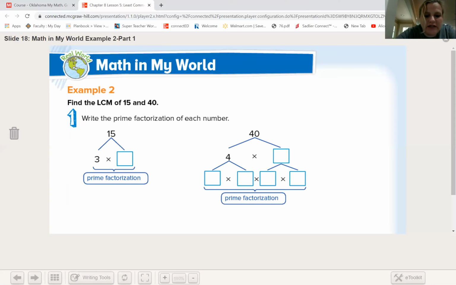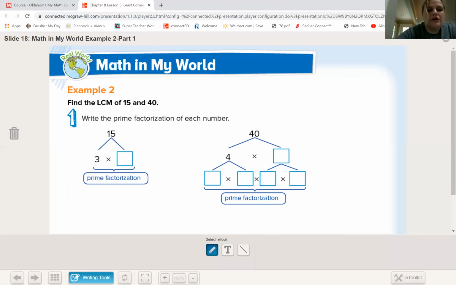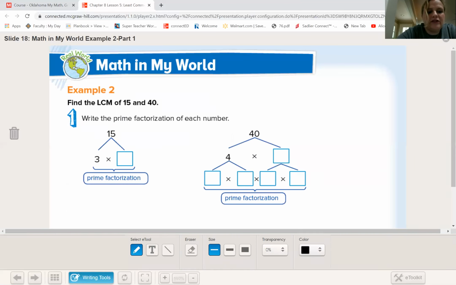So let's go back to writing tools here. Okay, how do we factor 15? They've already got the 3 and the 5. These are primes, so we're done. 4 times 10 would be 40. 4 would be 2 and 2. 10 would be 2 and 5. So the prime factorization of 15 would be 3 and 5, and of 40, 2, 2, 2, and 5. Okay? All right.